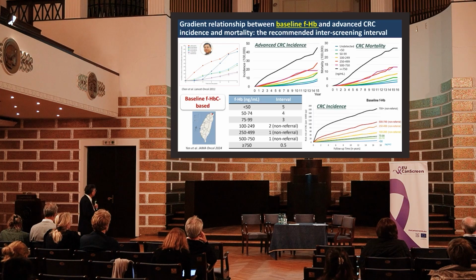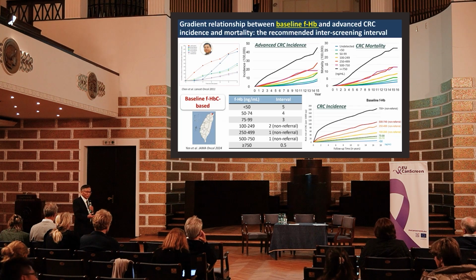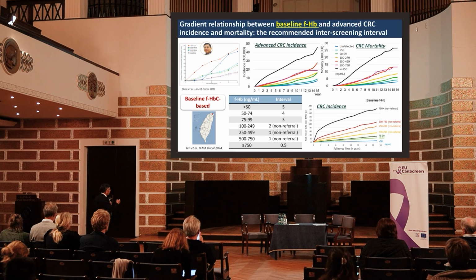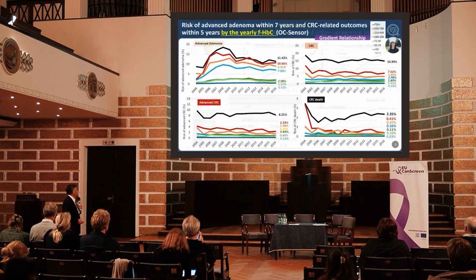So later, our colleagues Professor Yan and Professor Sen applied this gradient relationship while maintaining the same effectiveness of the biennial screenings, and adjusted the screening interval for different concentrations, as you have seen in the tables. They also took colonoscopy into account. And the fecal concentration, of course, is a dynamic predictor.